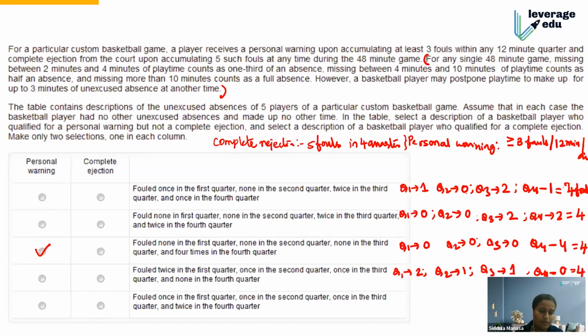2 plus 1 plus 1, which is 4. So this doesn't match any of the criteria. Neither is the anyhow personal warning completed. The complete rejection needs what? 5 in the overall 48-minute duration of play. So this is not. Definitely, who has to be the answer then? The last one, we need not check, because one column, one answer is definitely needed.